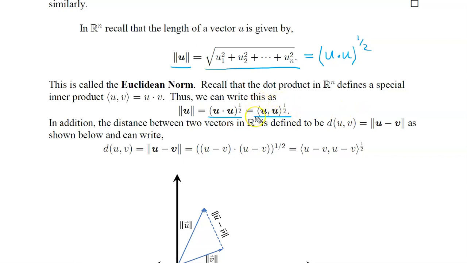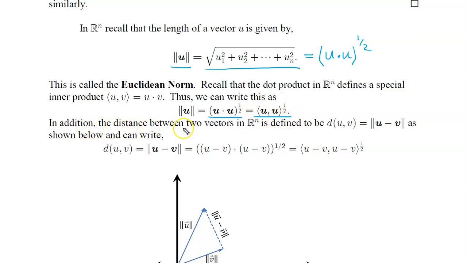So this gives us an idea of how we should define the norm of a vector in an inner product space. We should just define the norm of any vector u to be the square root of the inner product of u with itself. And that's exactly what we're going to do.